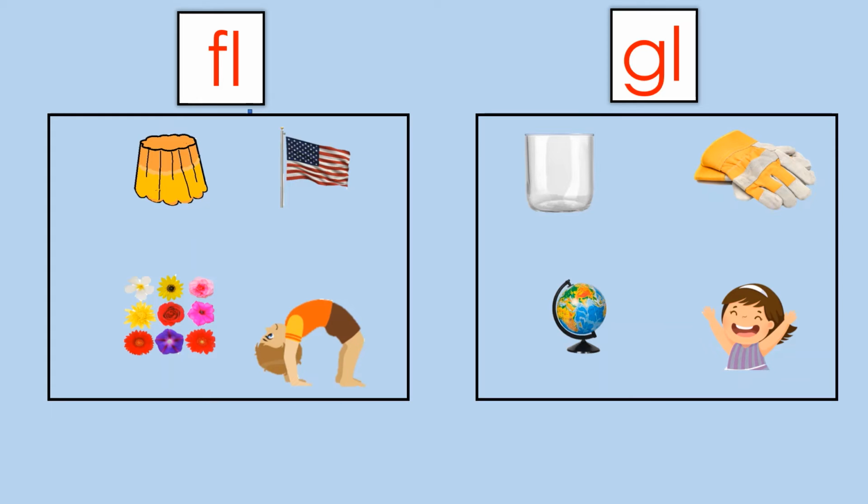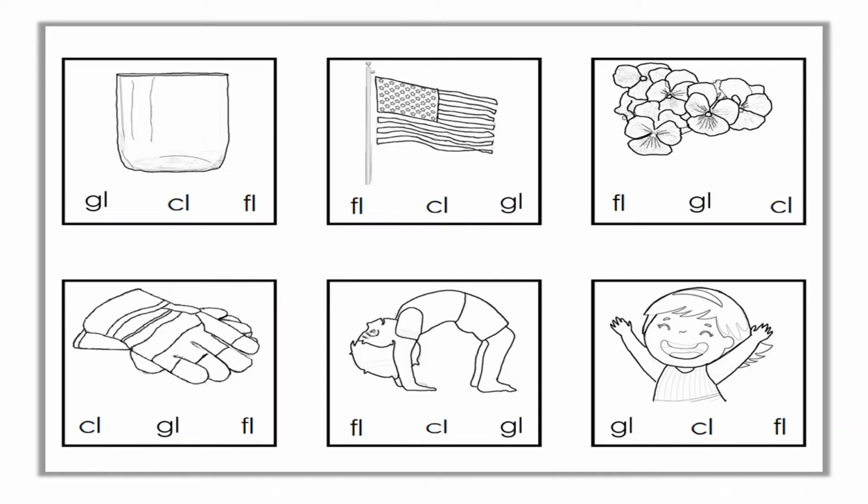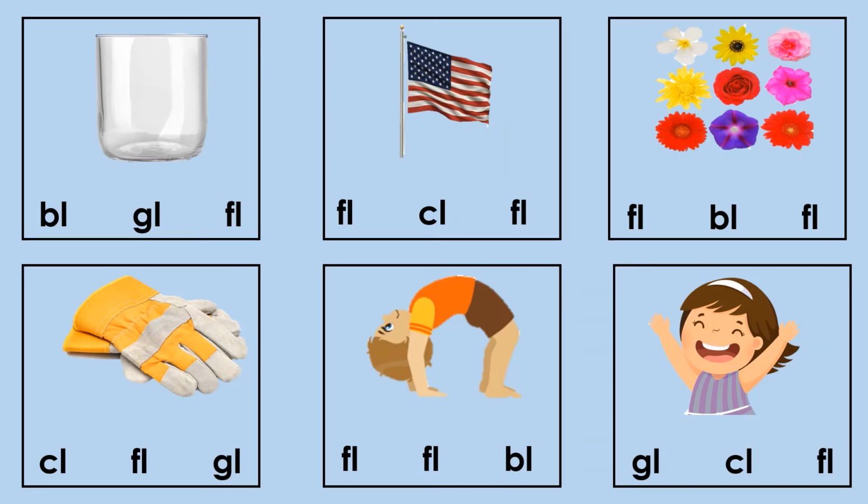Are you done sorting all your pictures on your worksheet? Great, let's move on to the next one. You can take this worksheet now, and here we are going to find the first blend of the pictures. Let me show you. Glass, glass, glass, gl. Where do you see gl here? Here it is. Let's circle it.